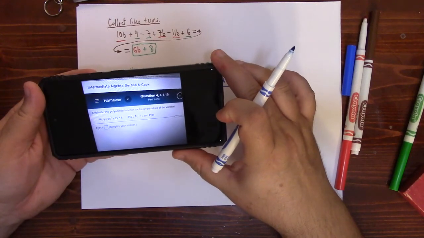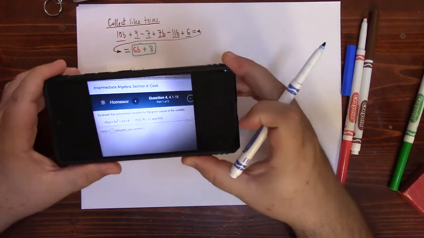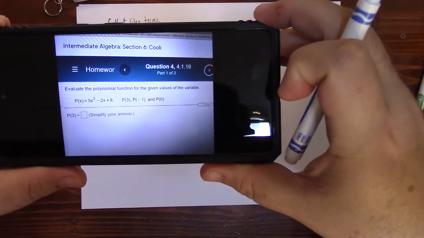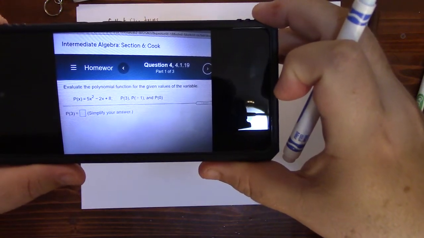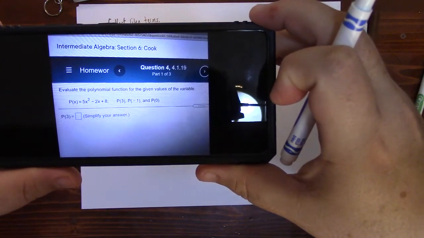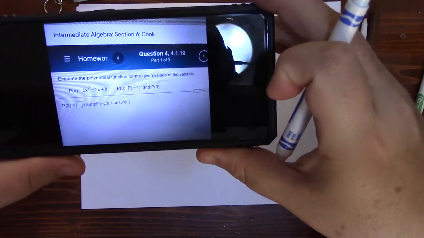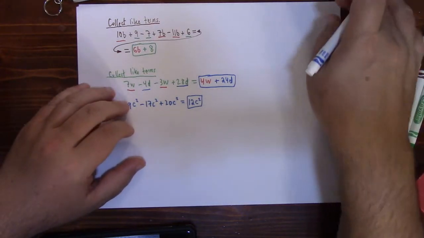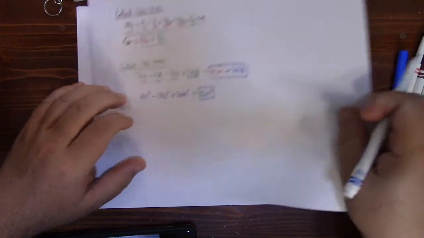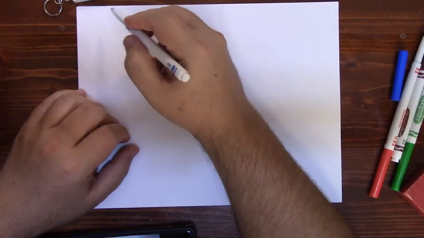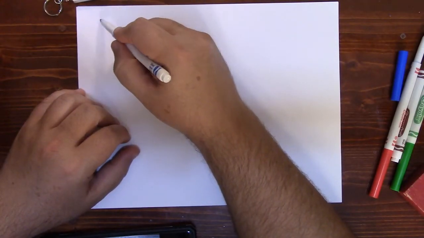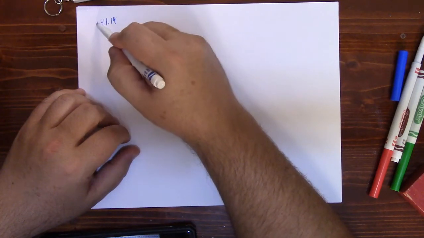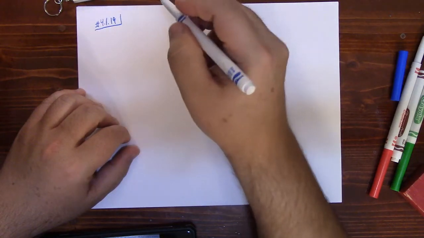Now here's something that we haven't talked too much about, but this is actually an important skill. Here we're given a polynomial function, and we're supposed to evaluate the function at the given values of the variable. So all that means is to plug the value into the formula. This is 4.1.19.